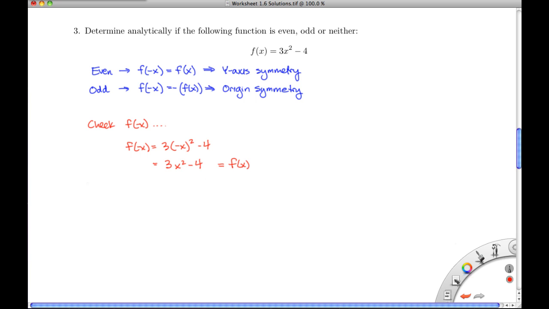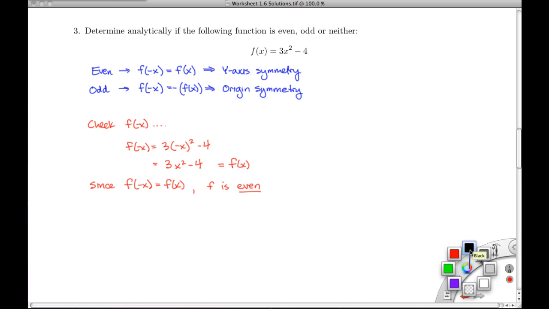So since for this function f of minus x is actually equal to the original f of x, f is even. And that's how we'd work out that one. And even though we're not specifically asked to do this in this case, since we know we have an even function, we know that this is going to display y-axis symmetry.